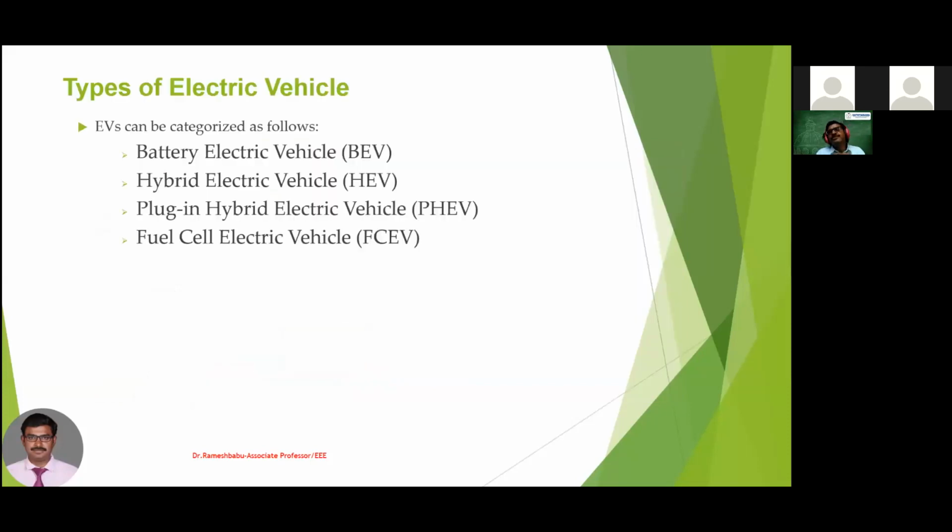Next, I'm going to the types of electric vehicles. So what are the types of electric vehicles? Mainly, the first is the battery operated vehicle. Next, hybrid electric vehicle, then plug-in hybrid electric vehicle, and fuel cell electric vehicle. These are the four types of electric vehicles available. One by one we'll see.